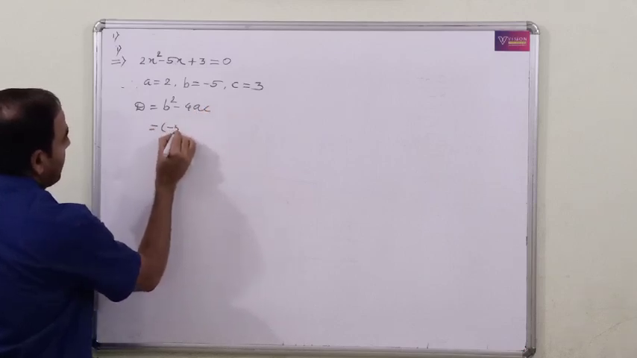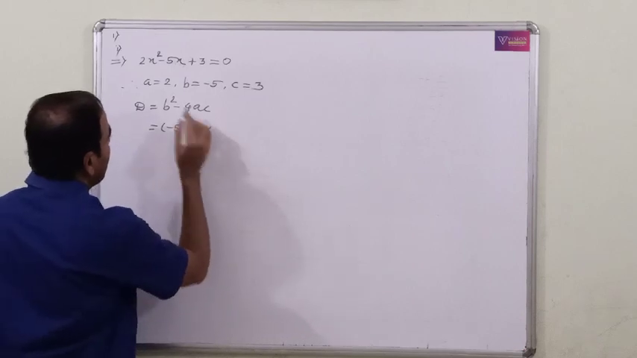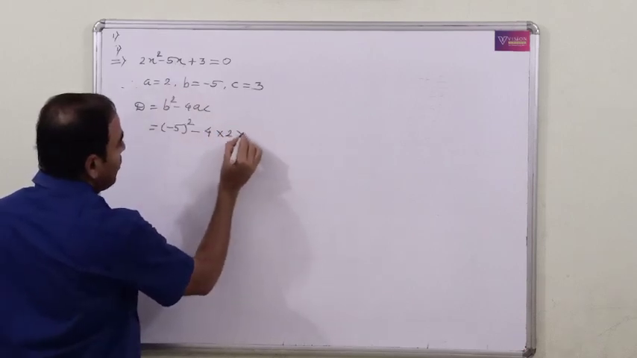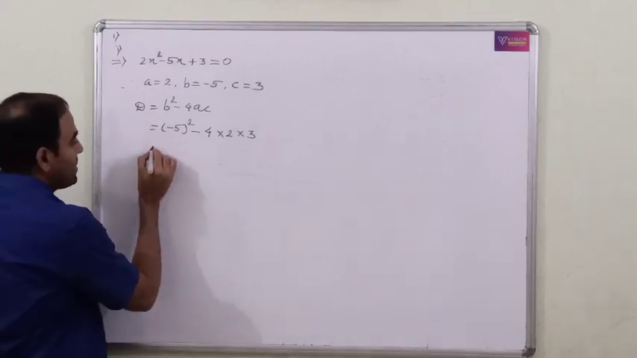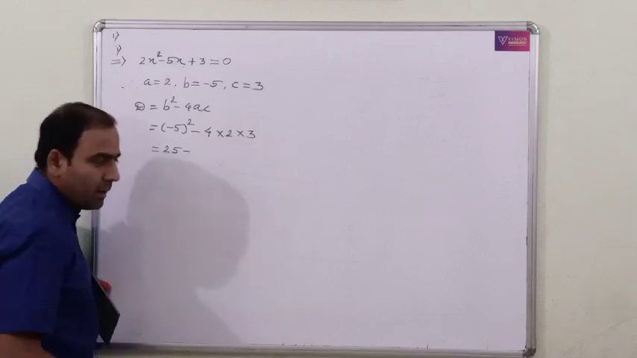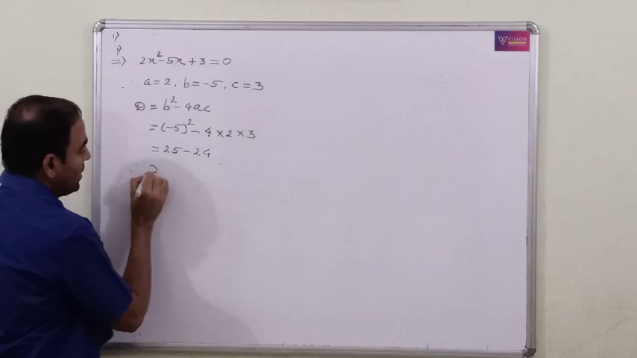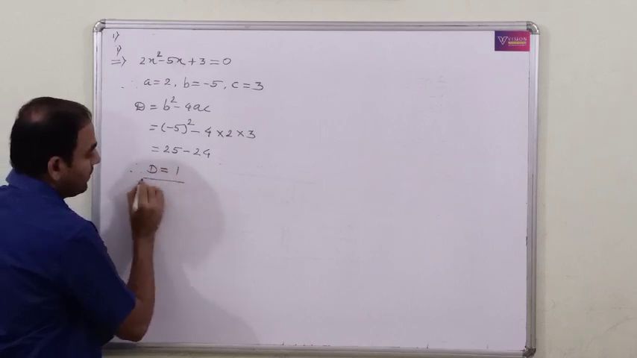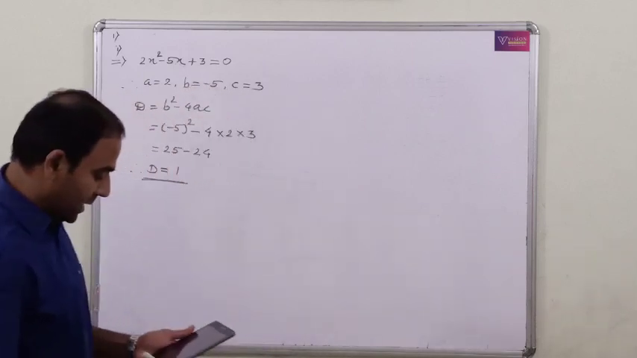b का स्क्वायर है मतलब किसका स्क्वायर है? -5 square minus 4 into a is 2 into c is 3. Okay, -5 square is 25 minus 4 2s are 8, 8 3s are 24. So what is the value of discriminant? 1. Discriminant is equals to 1. Have you got it? Then you take the third question.